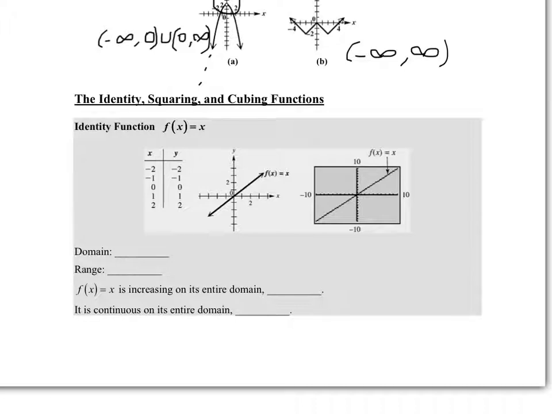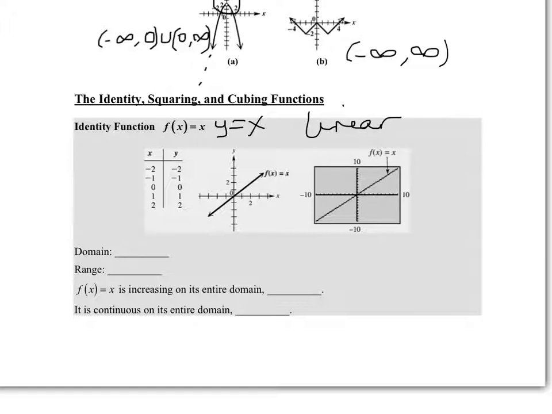So you're going to want to be able to identify what we would have called parent functions. If you had learned this in Algebra 2 in high school, we're going to have some basic functions that I want you to recognize. The first is called the identity function. Notice that it's f of x equals x. That would be the same as y equals x, which means we're talking about the basic linear function.